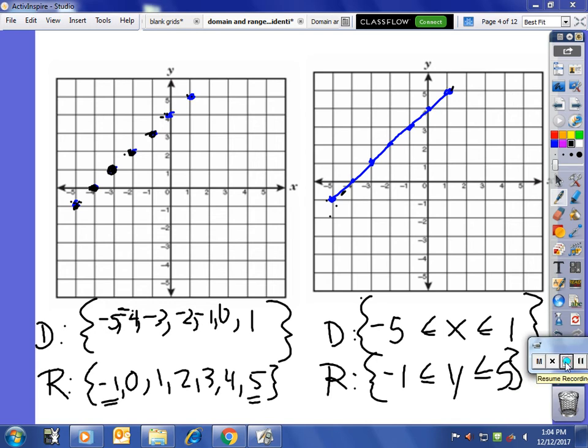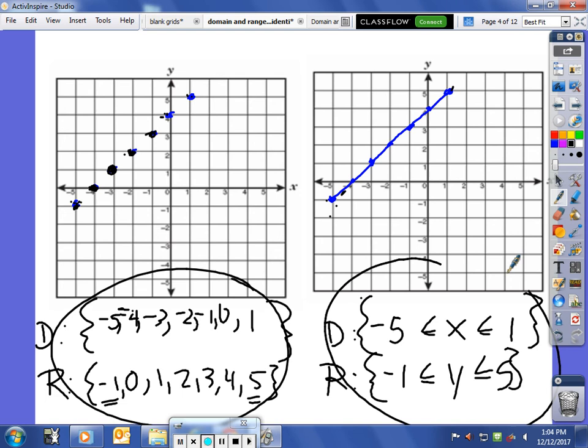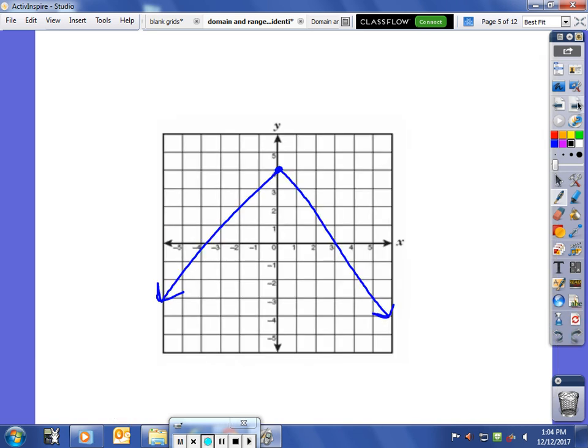Okay, so do y'all understand that? So we understand the difference between when you make a list and when you write an inequality. All right, how about domain and range of this one? You do it quickly. Domain should be easy. You just got to glance up there. What's the domain?